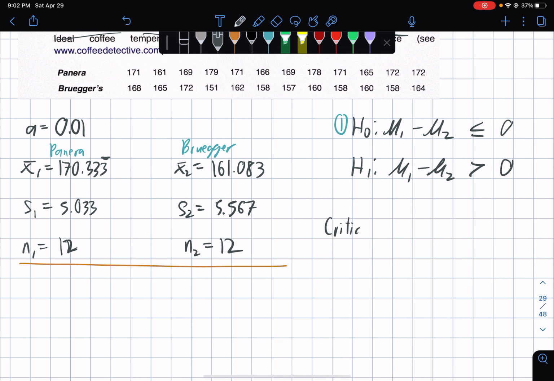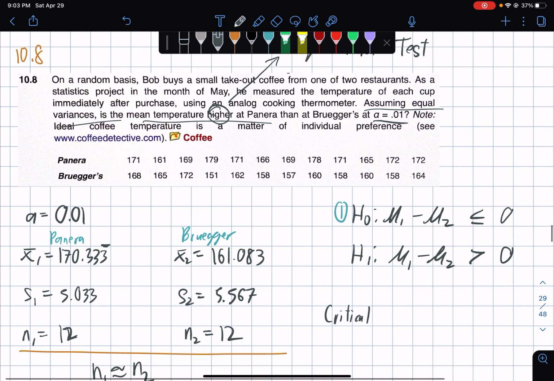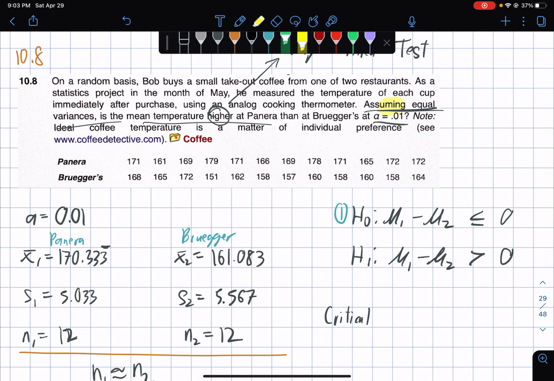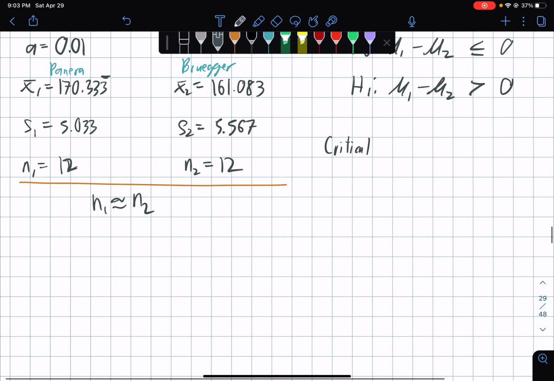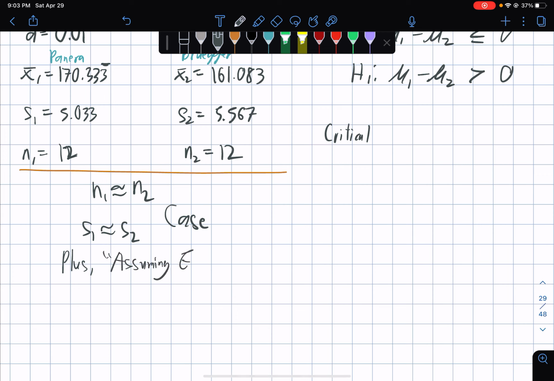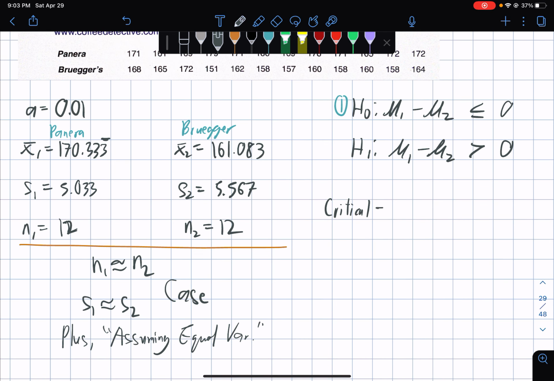So critical, by the way, which case is this? As you can see, N1 is roughly equal to N2, but it might suggest that this is not case 1. And then S1, S2, they're roughly the same. And then it says here, assuming equal variances. Equal variances is associated with case 2. So we have case 2. Okay, so critical, this is case 2, right?